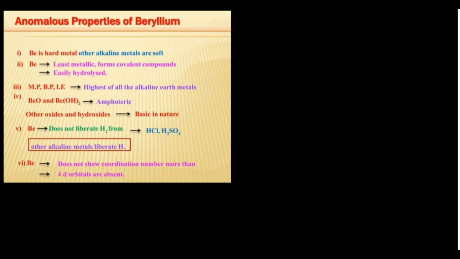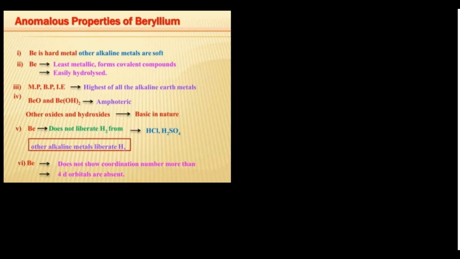Okay, its melting point, boiling point, and ionization enthalpy are highest among the group, while the rest of the metals have a low melting point, boiling point and ionization enthalpy in comparison to beryllium. Okay, and in case of the oxides and the hydroxide, I already told you this, they are amphoteric in nature. Okay, while other hydroxides and oxides are basic in nature.